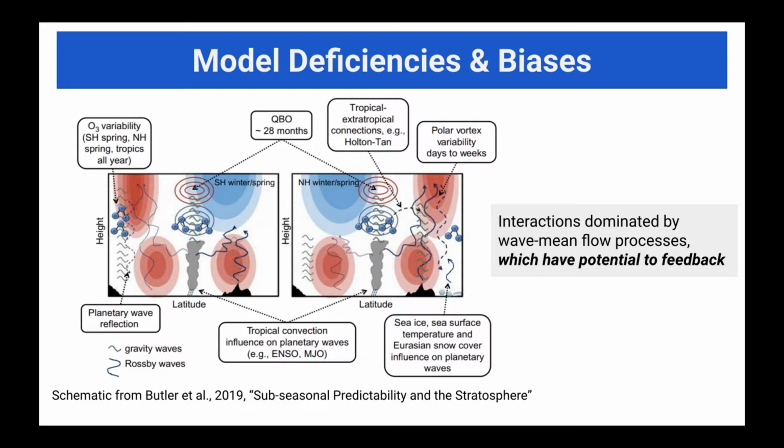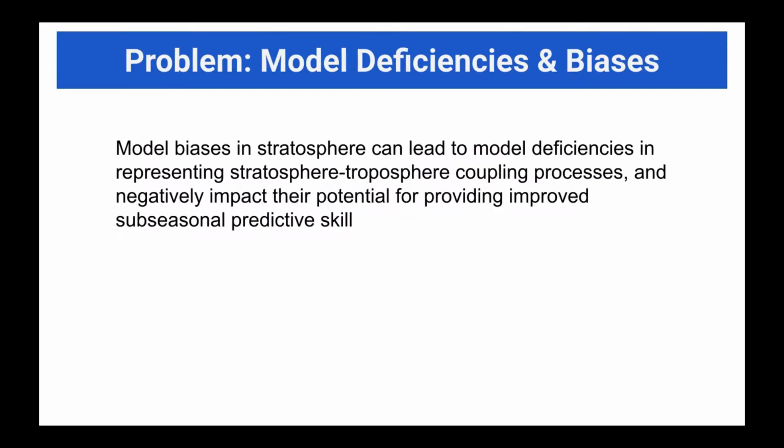But more than that, because these coupling processes between the troposphere and stratosphere are dominated by wave mean flow interactions, there's significant potential for these things to feed back on one another in ways that can negatively impact the potential for aiding subseasonal predictability. So for example, the propagation of waves horizontally and vertically is determined by the mean flow. So if you have a polar vortex that's biased too strong, its interaction with a wave pulse will be impacted by that bias in the zonal mean flow in ways that simple bias corrections can't necessarily account for.